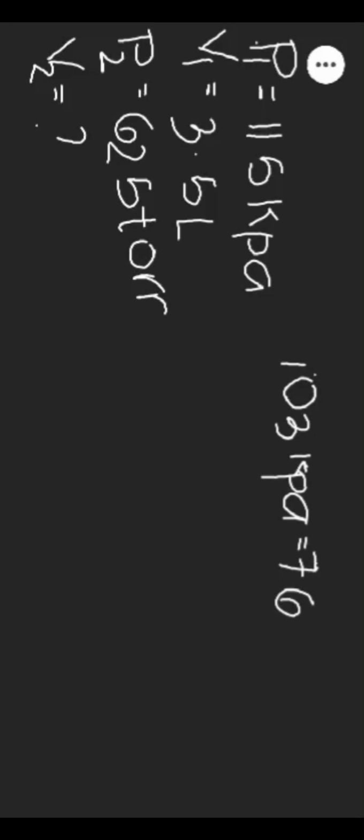So I'm going to convert P sub 1 into a torr value. So we need to know the conversion. 101.3 kPa is equal to 1 atmospheric pressure, which in turn is equal to 760 torr. So this is the conversion factor that we need.